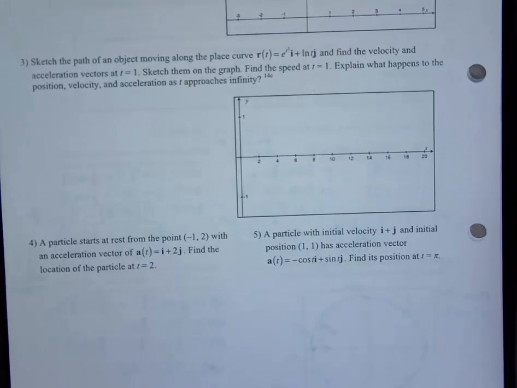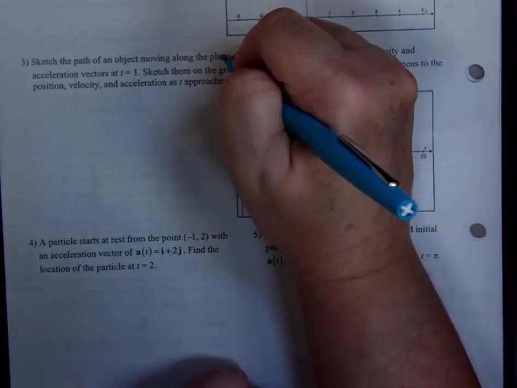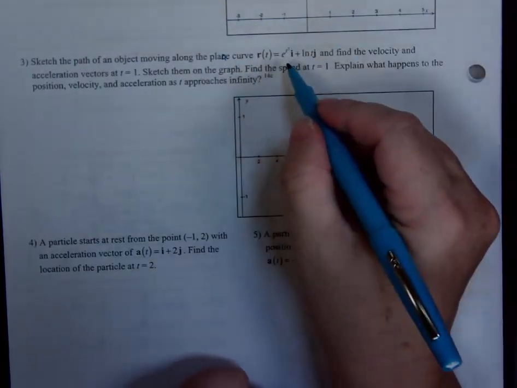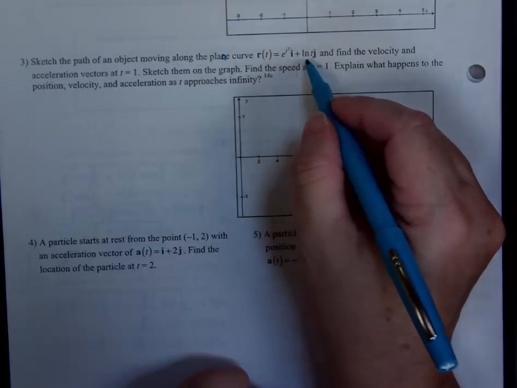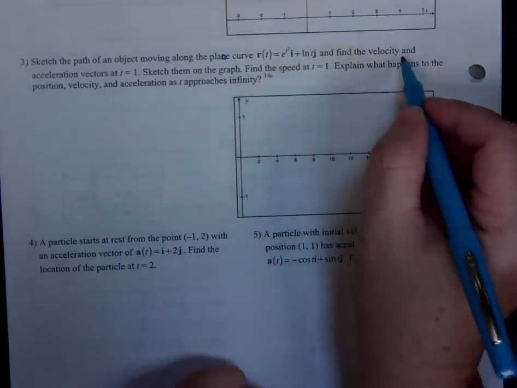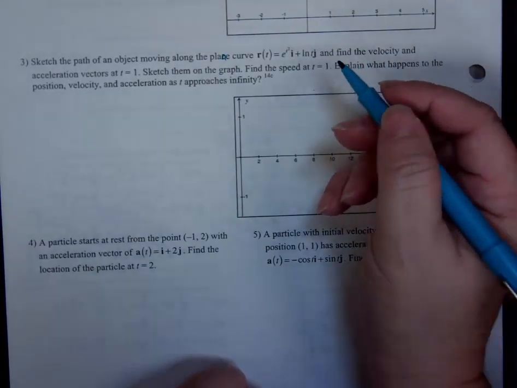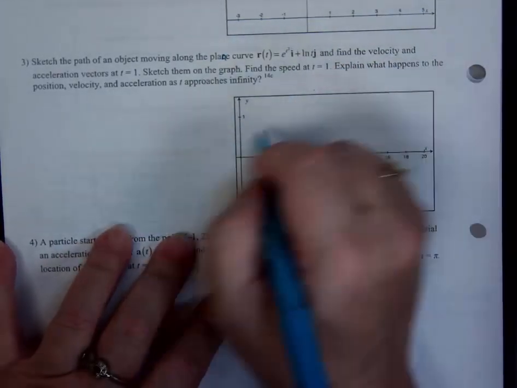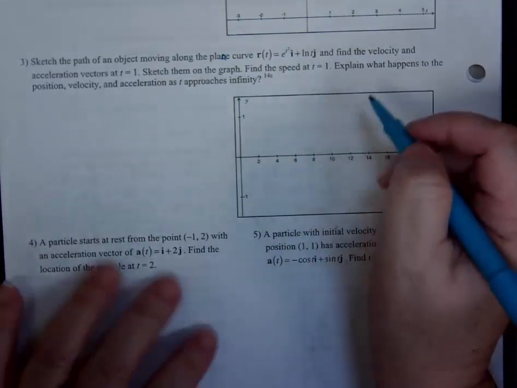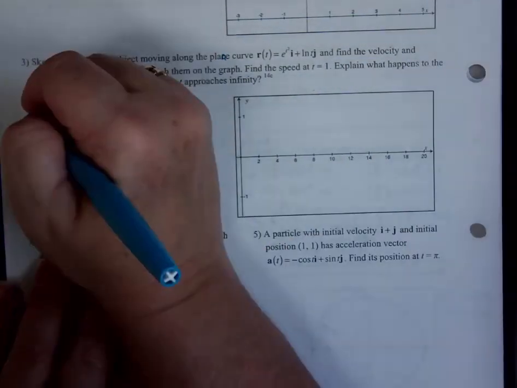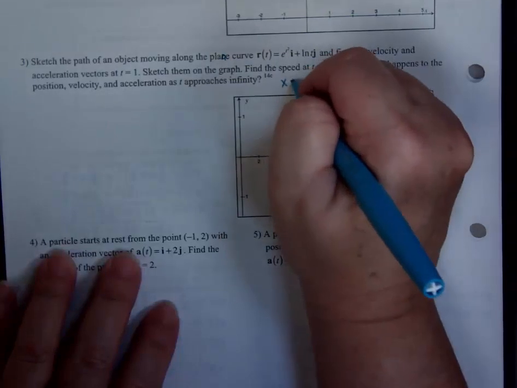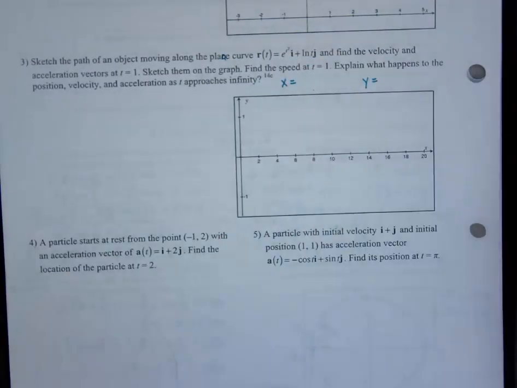Okay, it's the same kind of thing. It says sketch the path of an object moving along the plane curve, that's a plane, not place, r of t equals e to the t squared i plus ln of t j, and find the velocity and acceleration vectors at t equals 1. So it's very similar to the last one, but we're not going to get it into rectangular form. We're going to go straight to the graph and then the two vectors. So first thing I want to do is write down my two equations, x equals and y equals, that I'm going to put into the calculator.